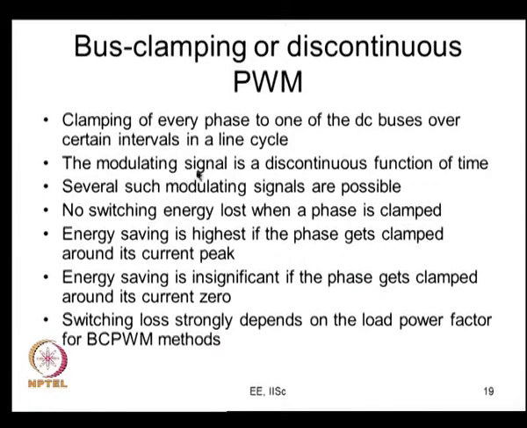So, it depends on the modulating signal. The modulating signal is a discontinuous function of time. There are several possible modulating signals. One modulating signal may clamp a phase between 60 to 120 degree of fundamental angle, another may clamp it between 45 degree and 105 degree, and so many different modulating signals are there. Depending on the modulating signal, a phase would be clamped over some interval or another interval.